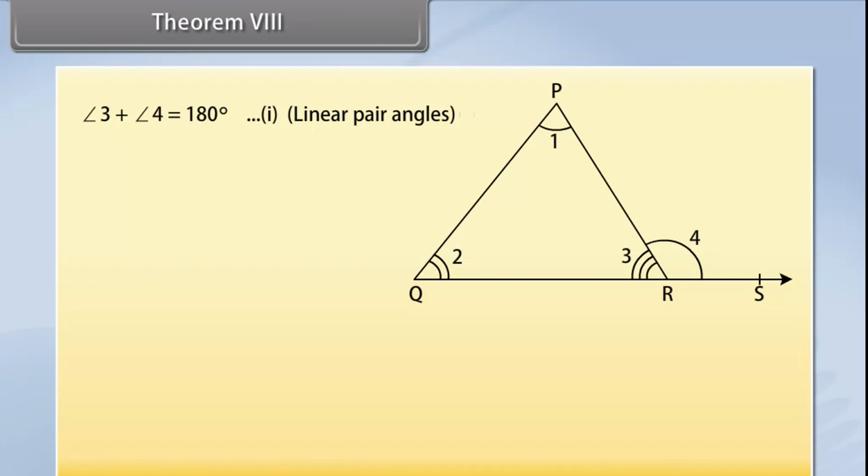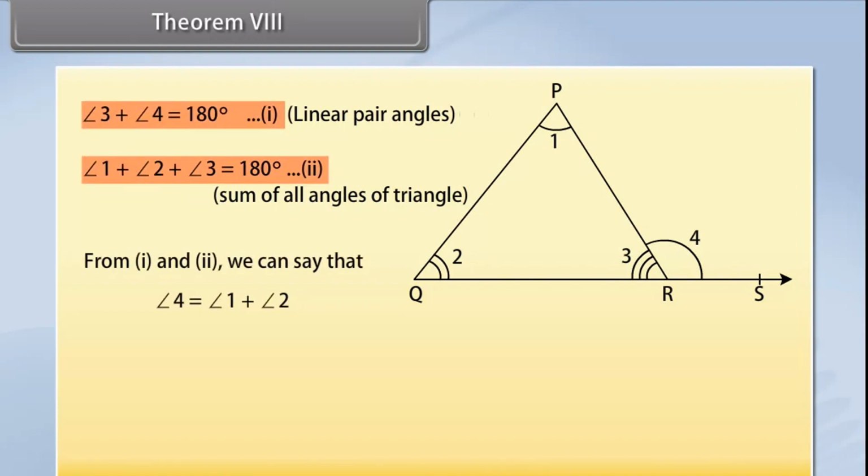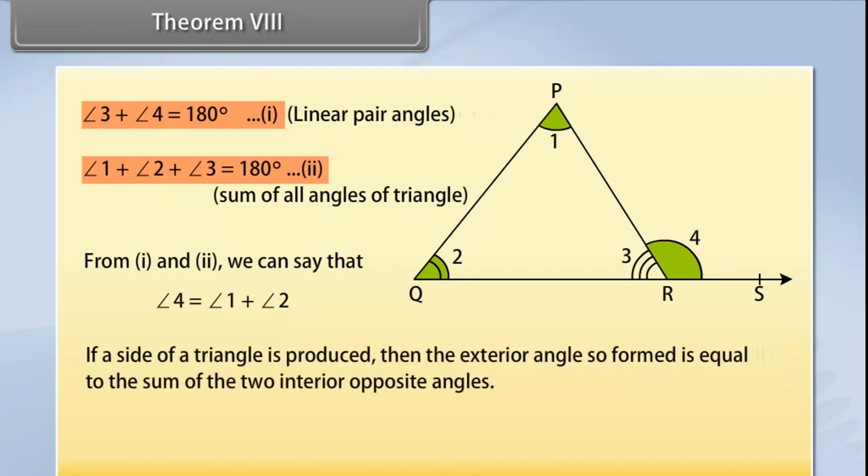Mark it as 1. Also, angle 1 plus angle 2 plus angle 3 is equal to 180 degree because the sum of all the angles of a triangle is 180 degree. Mark it as 2. From 1 and 2 we can say that angle 4 is equal to angle 1 plus angle 2. This result can be stated in the form of a theorem which says, if a side of a triangle is produced, then the exterior angle so formed is equal to the sum of the two interior opposite angles.